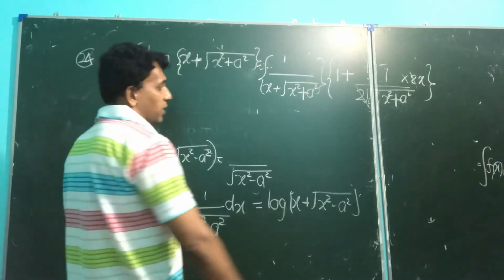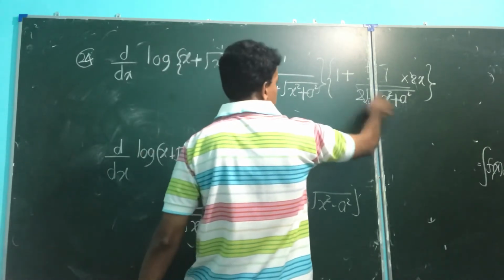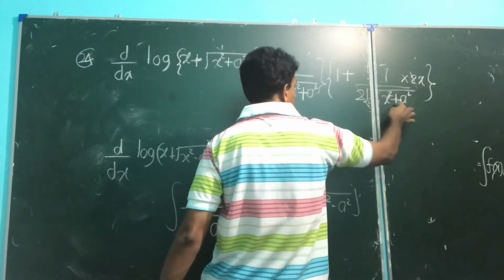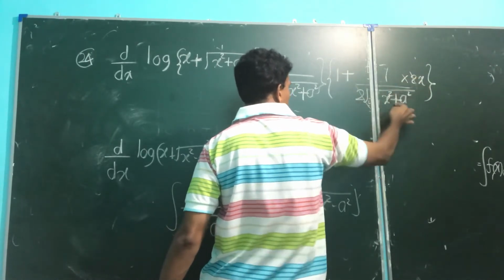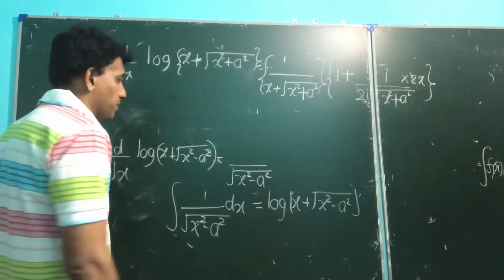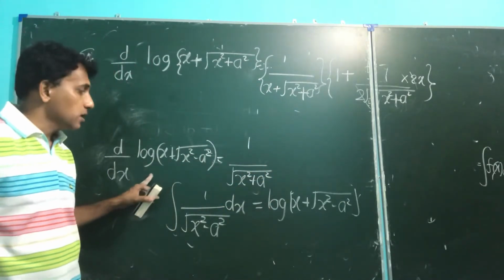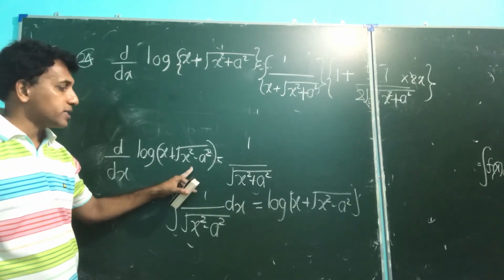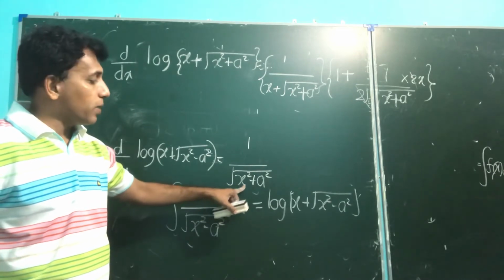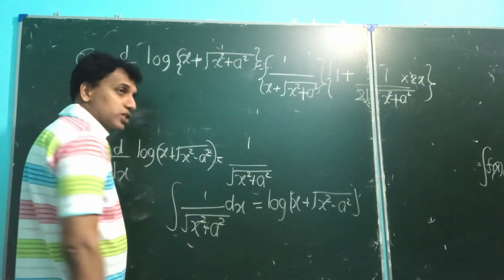Now simplify here. What happened? 2 cancel. Like earlier, if you simplify with the same idea, what happened? x square plus a square, square root plus x, that is cancelled with this. So finally you receive like this: the differentiation of logarithm x plus square root of x square plus a square is 1 over square root of x square plus a square. Therefore, see again the integration technique.